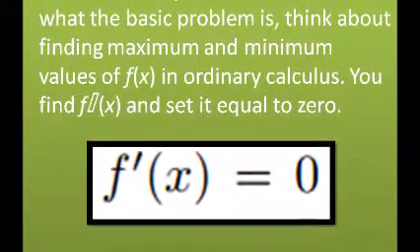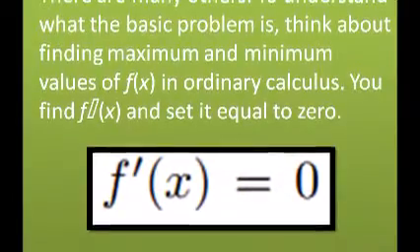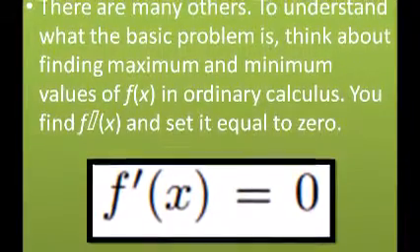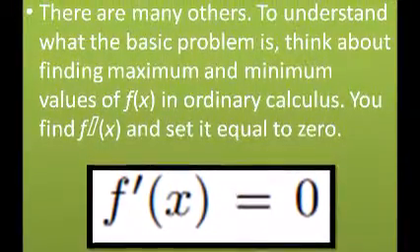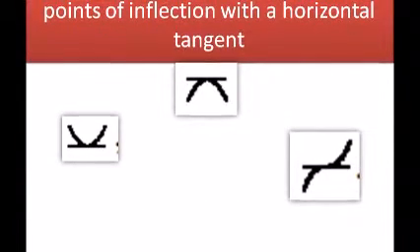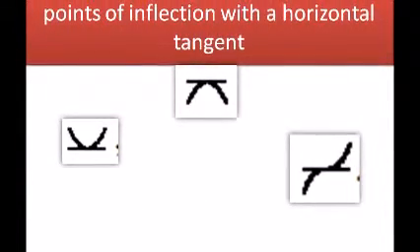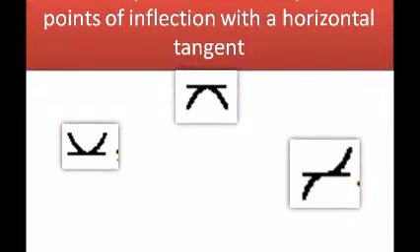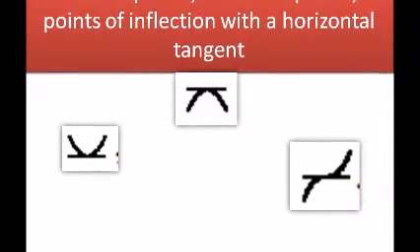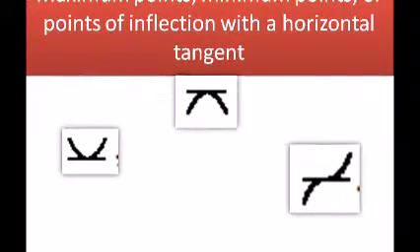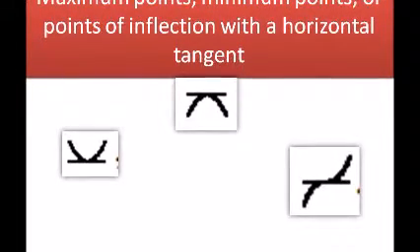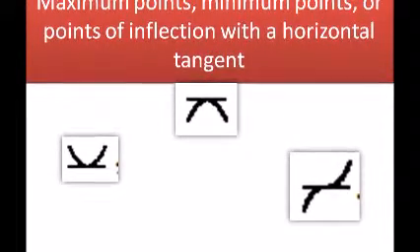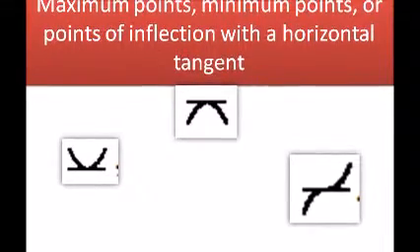To understand what the basic problem is, think about finding the maximum and minimum values of f(x) in ordinary calculus. You find f'(x) and set it equal to 0. The value of x you find may correspond to a maximum point, a minimum point, or a point of inflection with a horizontal tangent. Suppose that in solving a given physical problem you want the minimum value of a function f(x). The equation f'(x) = 0 is necessary but not a sufficient condition for an interior minimum point.